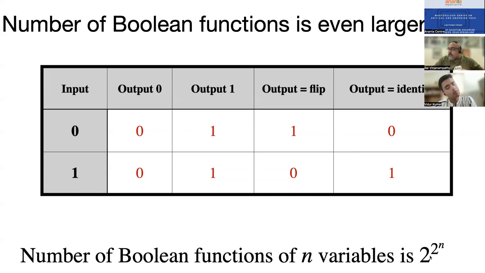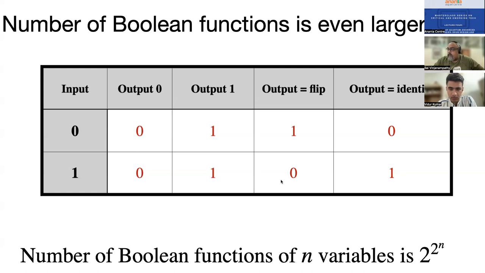There is actually 2 to the power of 2 to the 1 functions. And so the total number of Boolean functions of n variables is actually 2 to the 2 to the n. It's a doubly exponential space. And this is something that's actually very important for classical information processing.